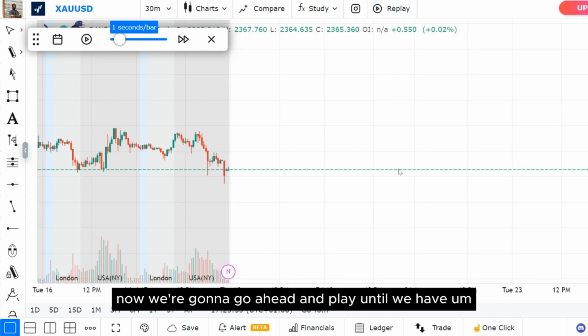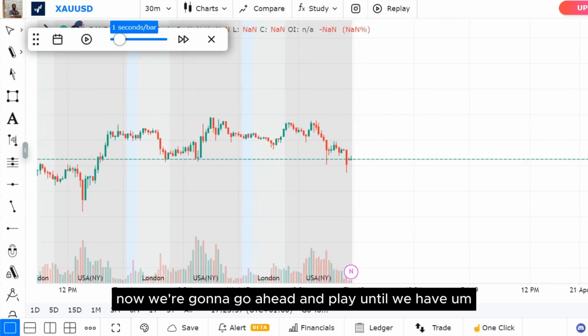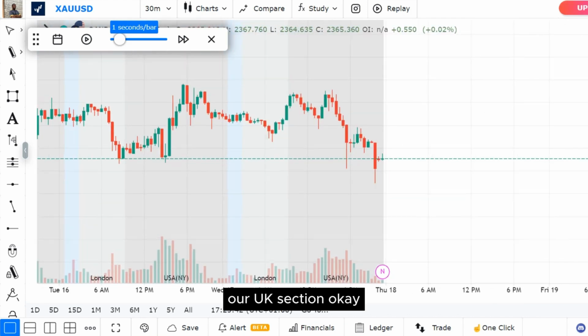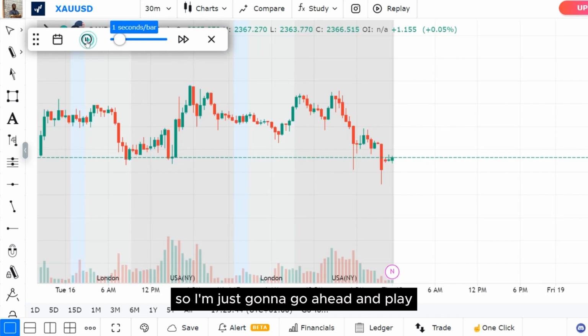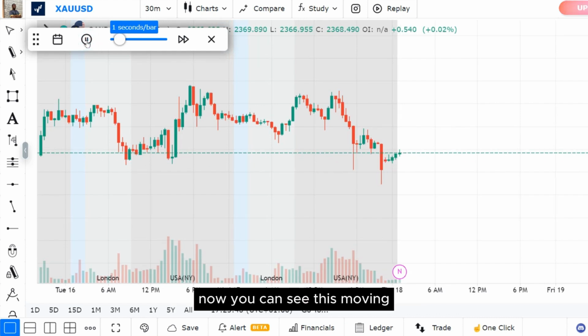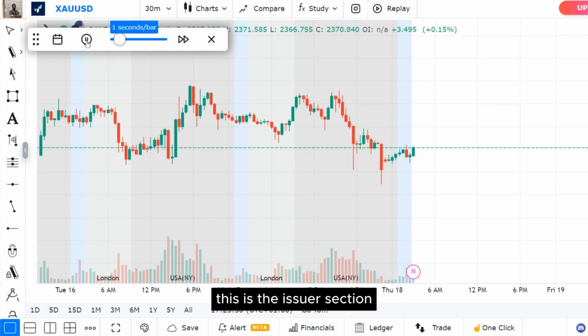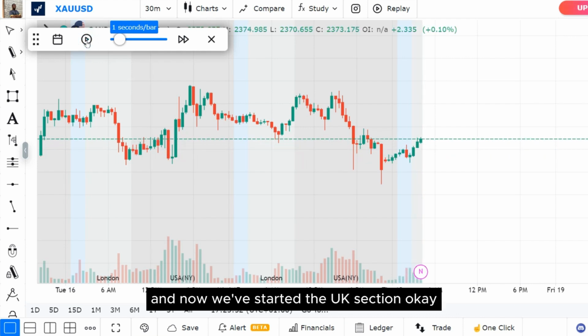All right, now we're going to go ahead and play until we have our UK section, okay? So I'm just going to go ahead and play. Now you can see it is moving. We are here to have our UK session. This is the Asia session. And now we've started the UK section, okay? So the UK section just gets started. That is the light gray, as you can see right here.